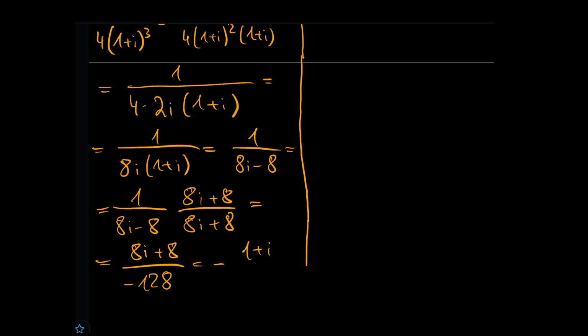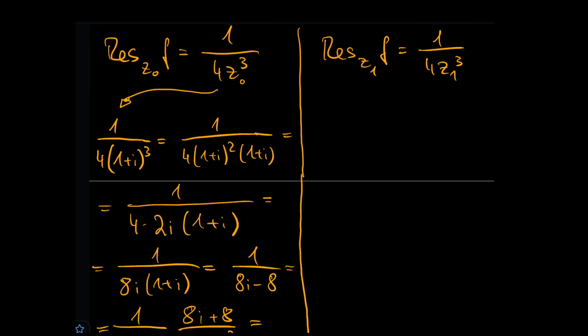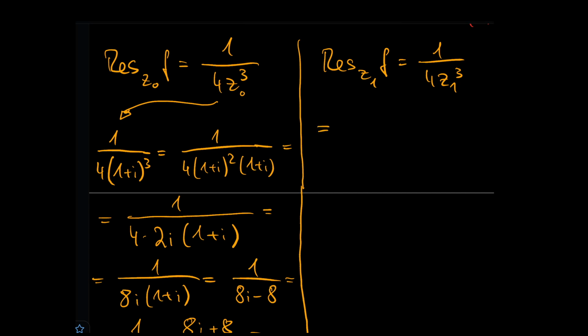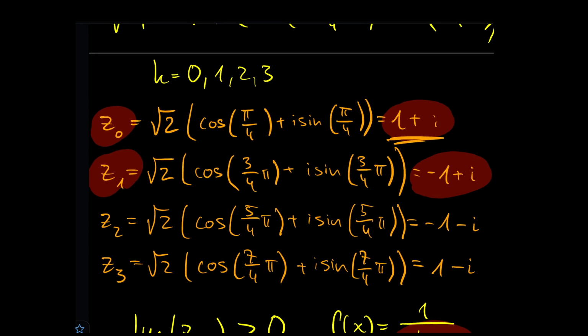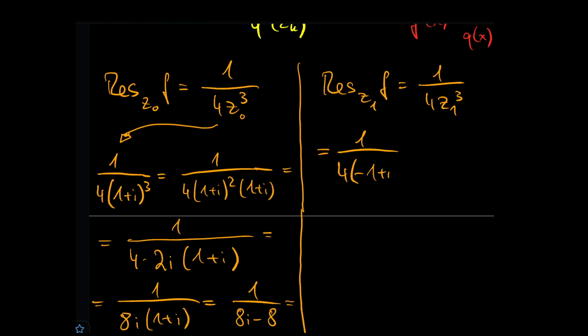And this eventually gives us (minus 1 plus i) divided by 16. And in a similar manner, we're going to do that for the second residue, which is here 1 divided by 4 times, and our second singularity is minus 1 plus i. So (minus 1 plus i) to the power of 3. And similar, we have 4 times (minus 1 plus i) to the power of 2 times (1 plus i).